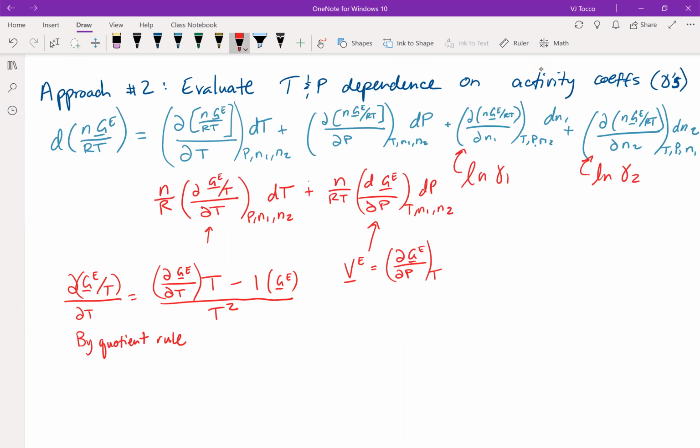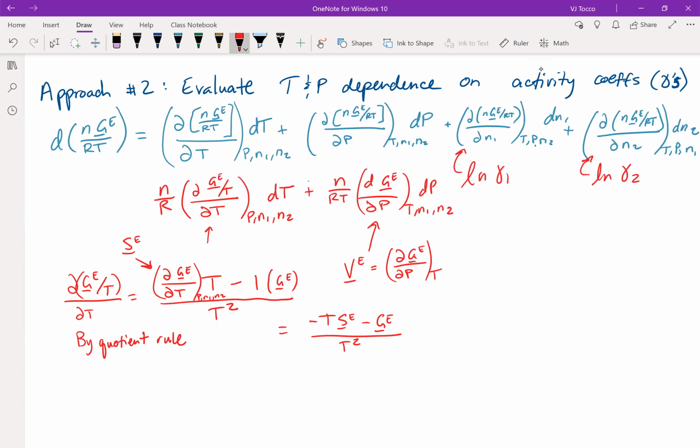Now we can evaluate the partial derivative of Gibbs with respect to temperature, all keeping constant P, N1, and N2. There's another fundamental property relationship that says this is equal to entropy. So I can plug that in as well. This partial derivative is equal to minus T excess molar entropy minus molar excess Gibbs over T squared.